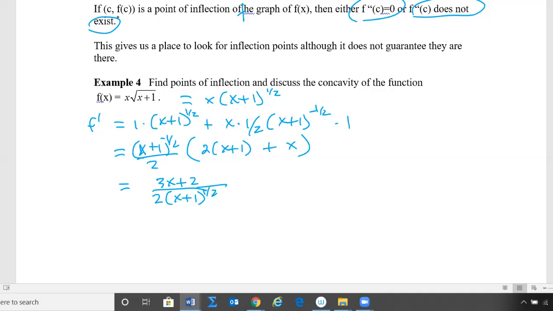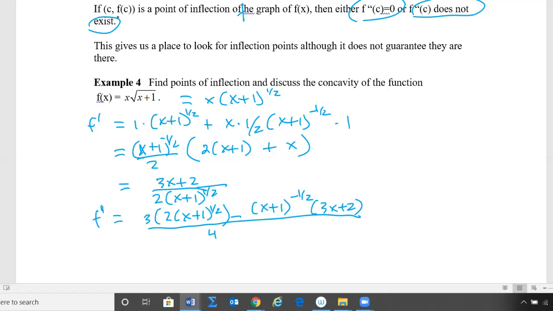Now we need another derivative. f double prime: derivative of the numerator times the denominator, minus the derivative of the denominator, which should just be this, times the numerator, 3 times that. So everything's in place, all divided by the denominator squared. So it just becomes that.